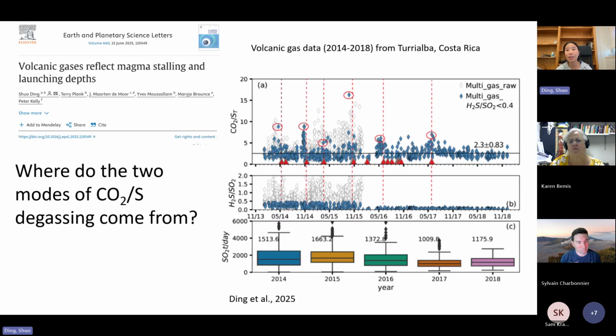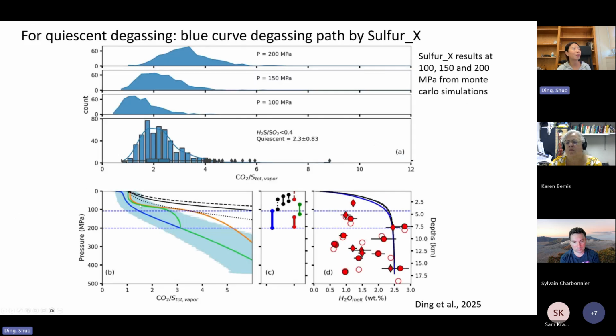This is a paper we had out recently, last year. This is the CO2 sulfur ratio data from Turrialba volcano. People have measured it, and the CO2 sulfur data is kind of stable, but then there are the eruptive events, and it always goes up just before eruption. So this CO2 sulfur molar ratio, we can compare to our model. These are our model results.